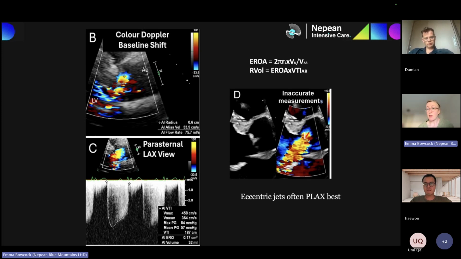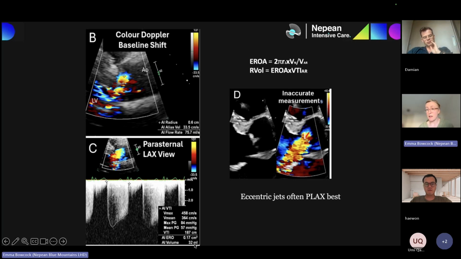Then you can go one step further and do volume. So if you've got your area, just like you do for LVOT stroke volume, you do the area of the LVOT times the LVOT VTI, and that gives you your stroke volume. Well, it's just the same to work out the regurgitant volume. You do your EROA, times that by the VTI of this, which is 187. So if you do 0.17 times 187, it'll give you about 32 mils.